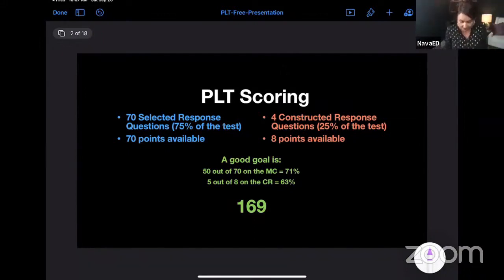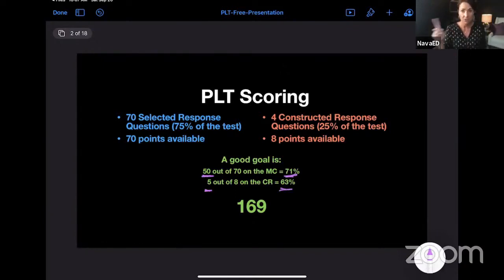Okay, so we're talking about the PLT scoring. A lot of people will call us and ask, how many can I get wrong? That's a general question, because you want to know how many. My recommendation for this test is to shoot for 50 out of 70 for the multiple choice and 5 out of 8 for the constructed response. That translates to a low C on the multiple choice and a D on the constructed response.